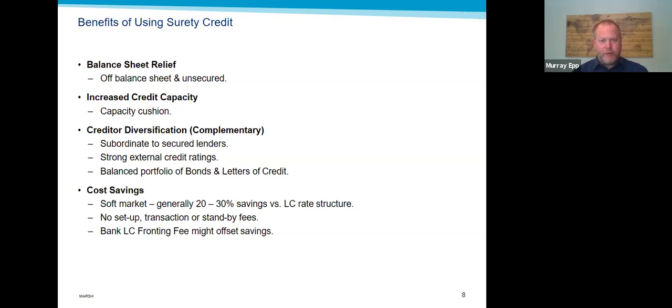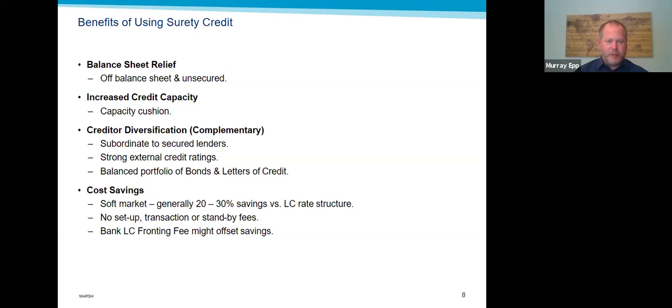Another point is creditor diversification, basically having separate tranches of credit capacity available, whether it's through your revolver for a sublimit of letters of credit, whether it's bilaterals with letters of credit. You're adding on another tranche by having surety capacity available. And the way this complements your existing lending agreements is that inherently the bonding company or the surety market is actually subordinate to your secured lenders. So they rank in priority below the secured lenders, and it should not disrupt any existing relationships.